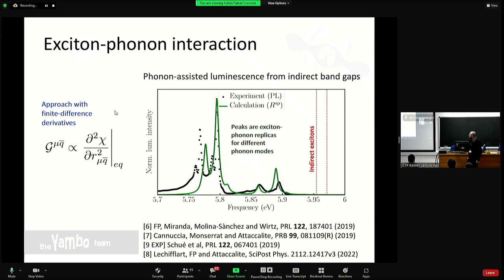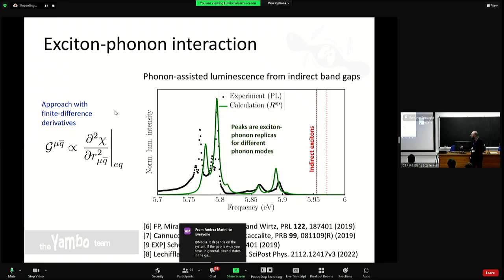And these are basically the satellites, the phonon replicas that assist in this recombination. Because it turns out that, for example, the strength of this exciton-phonon interaction is kind of proportional to the second order derivative of our response function, including the BSE, with respect to atomic displacements along the various phonon modes.